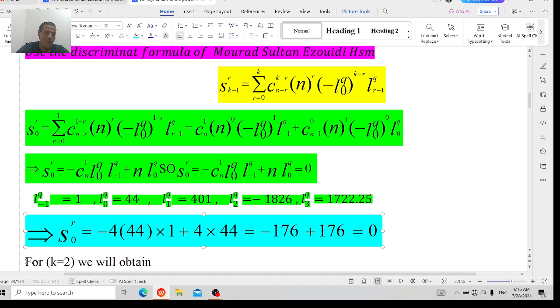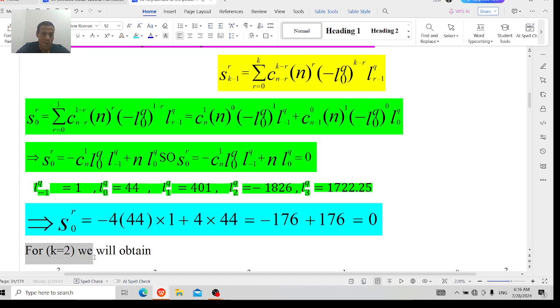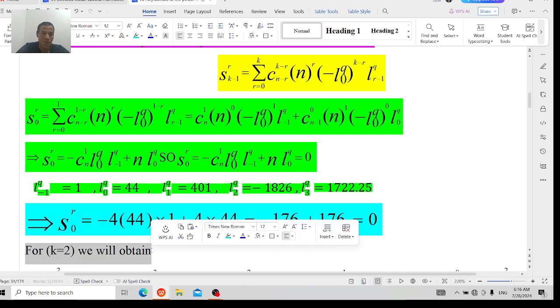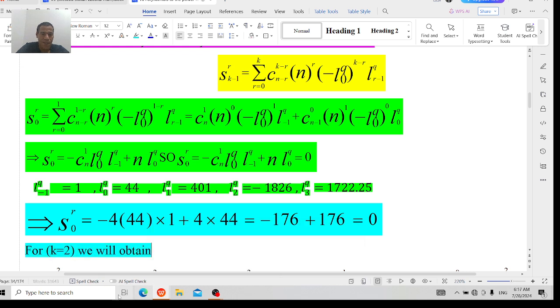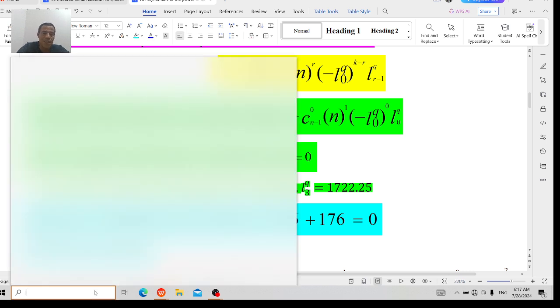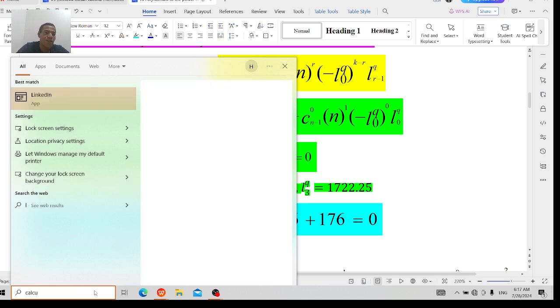So at least everyone try to prepare his own or her own calculator. Okay. This is my calculator. Calculator, Mr. Mourad, if it is possible, yes. Calculator, scientific calculator. Okay, last one.